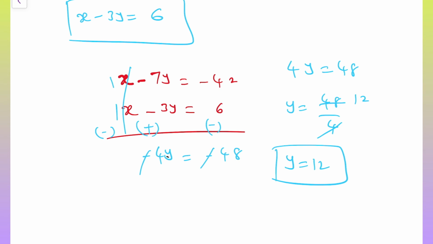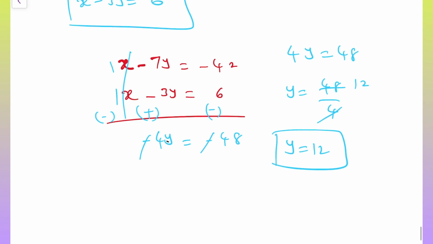Y we took as daughter, right? So daughter's age is 12 years. Then let us substitute this y value in one of the equations. So the first equation I am taking, x minus 7y.